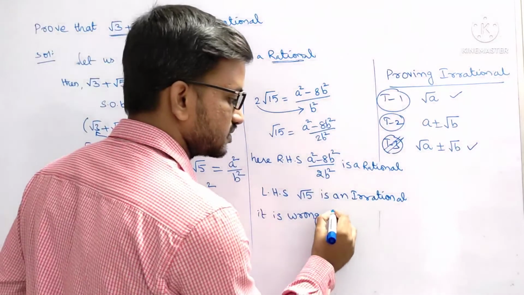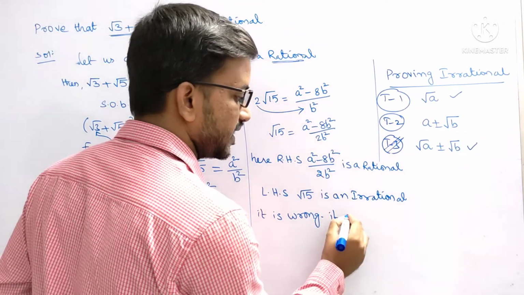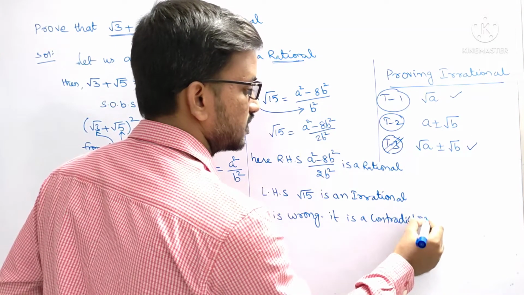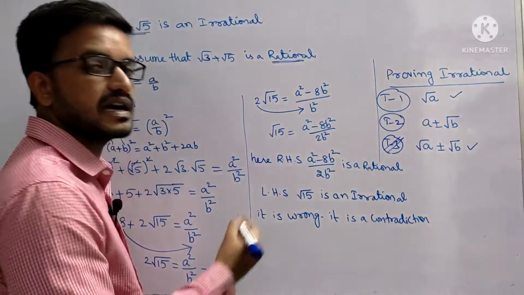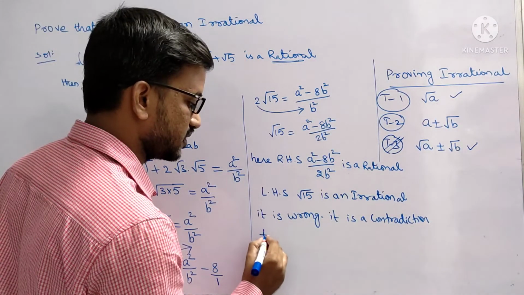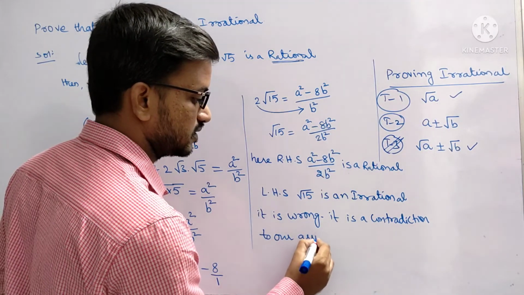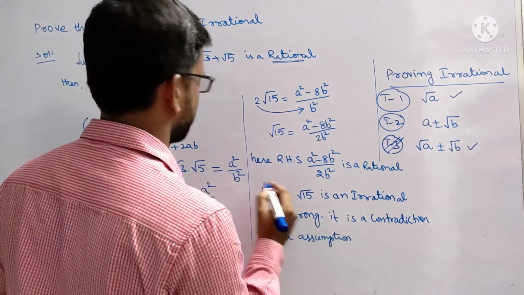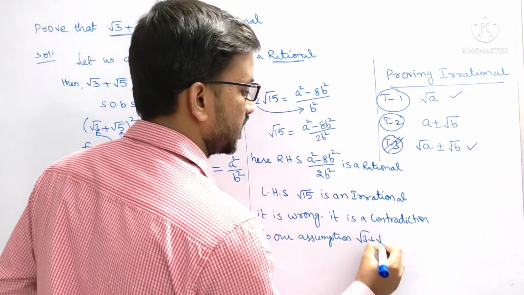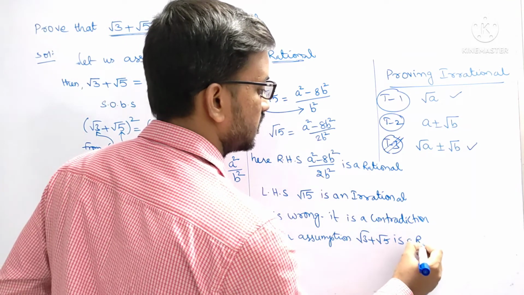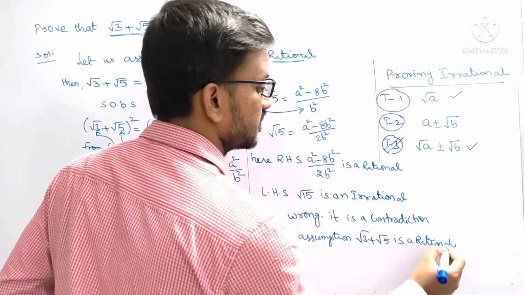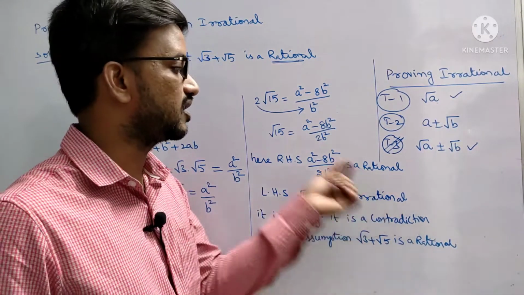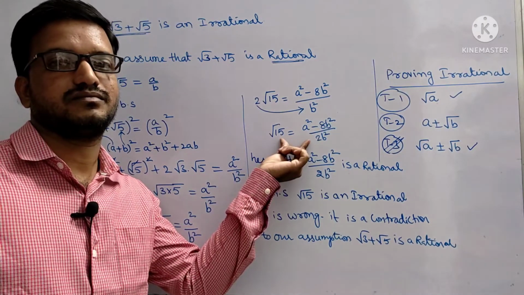It contradicts, means it is a contradiction, or it contradicts our assumption. It is a contradiction to our assumption. What is our assumption? Root 3 plus root 5 is a rational. This is our assumption. As we assumed root 3 plus root 5 as rational, we got this error.